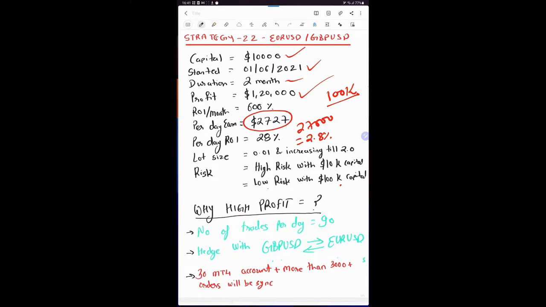And why the high profit? The number of trades per day is 90, so the frequency of trades is very high. Plus it is hedging GBP with EURUSD, and on one server we have connected 30 MT4 accounts of the same account, opening multiple MT4 accounts so that we can create more than 3000 orders, including limit orders and stop loss orders. That's the only reason. After testing thousands of different strategies, time frames, supports and demands, and multiple indicators, this strategy has given tremendous profit. It's not a small gain, it's a huge gain.